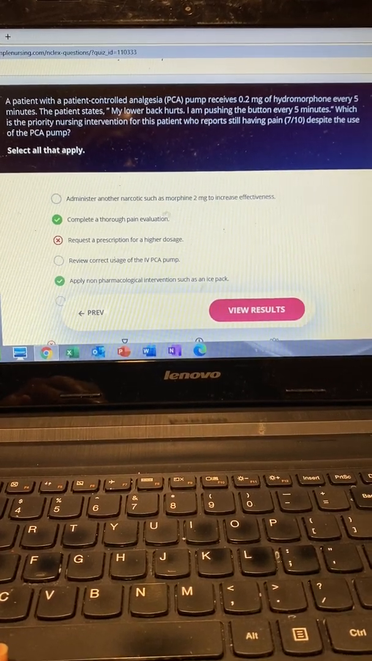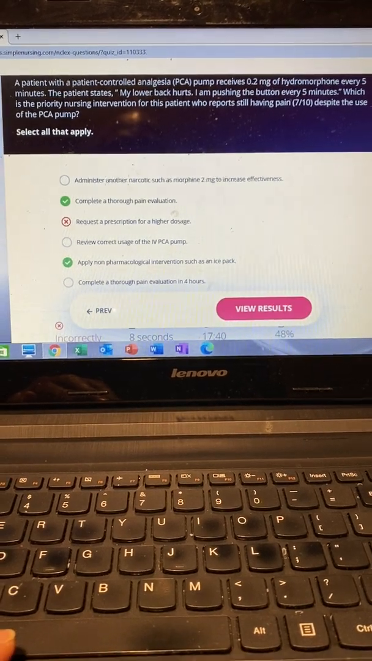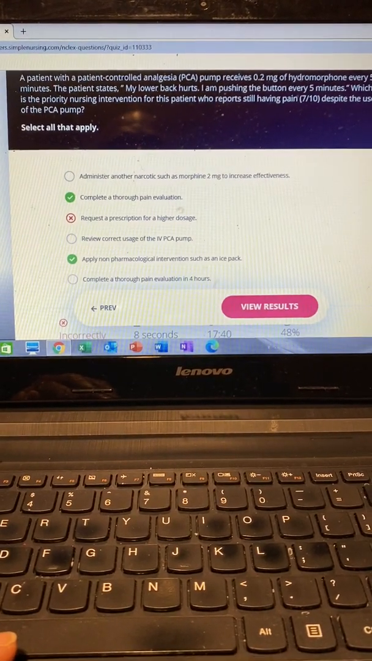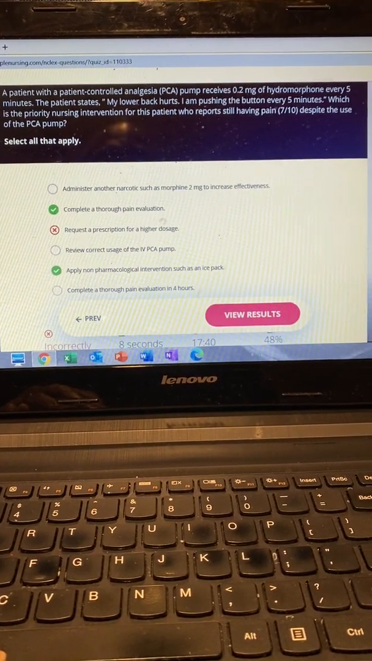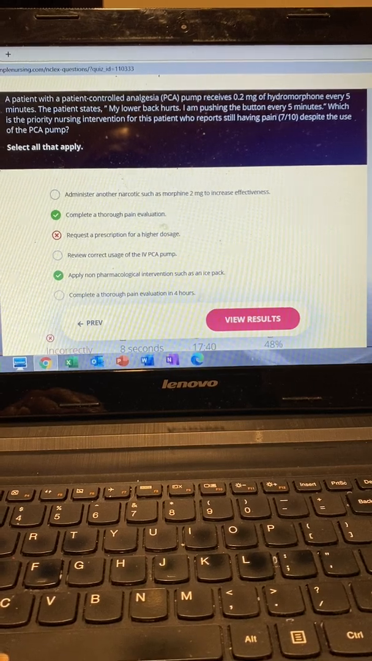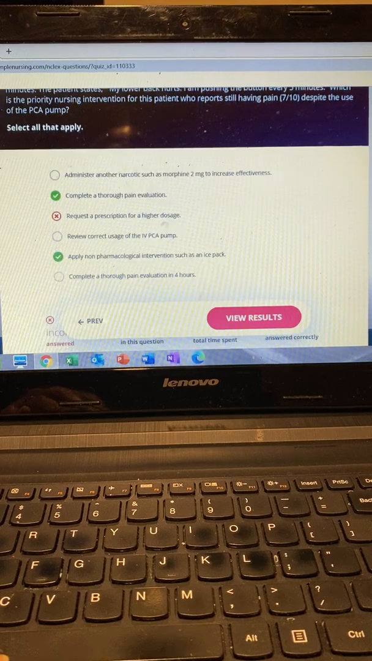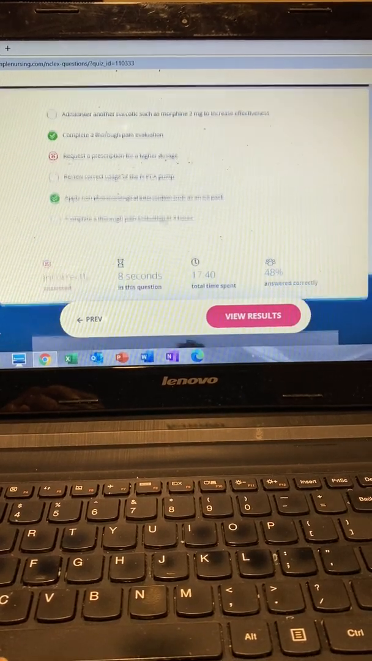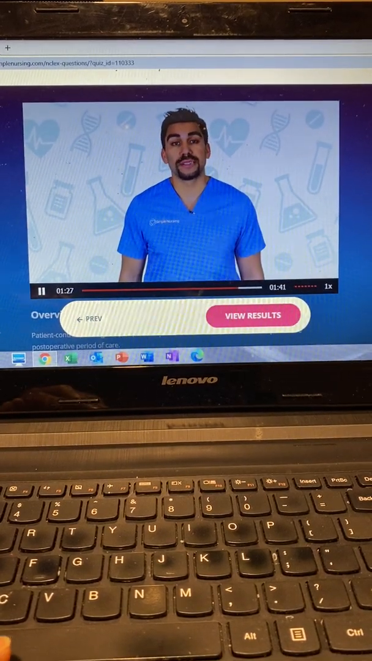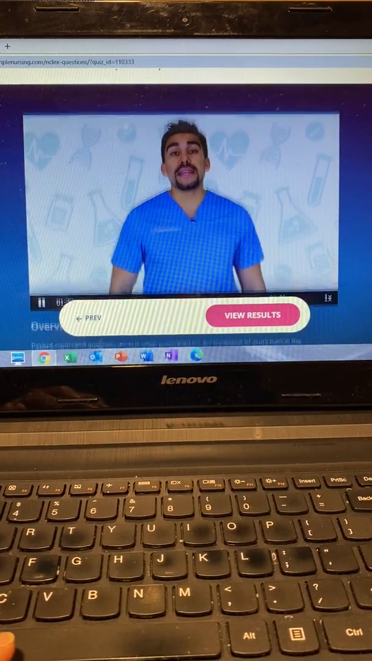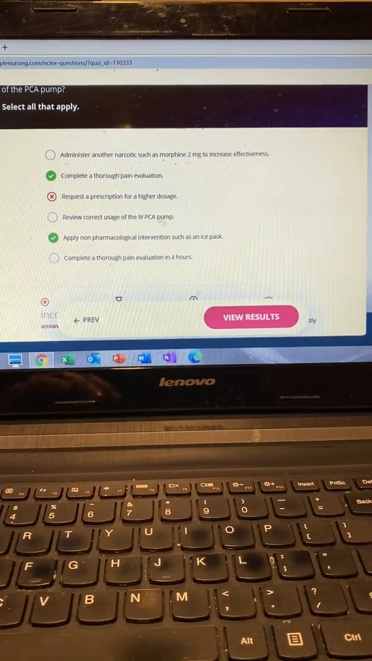Now option 3 and 4 are both incorrect here. You may need more of the med, but guys, it's not priority right now. And option 4, reviewing the PCA pump doesn't really help the patient's problem right now. Now option number 5 is correct. Non-pharmacological techniques like an ice pack or even distractions, guys, because it doesn't require a medication order from the HCP, which can delay pain treatment. Now option 1 is incorrect. We want to do a pain evaluation right now. Okay, that wraps it up.